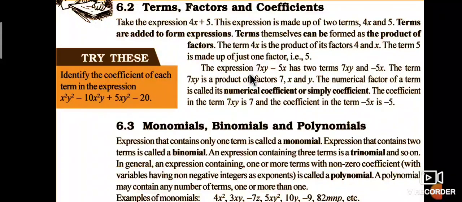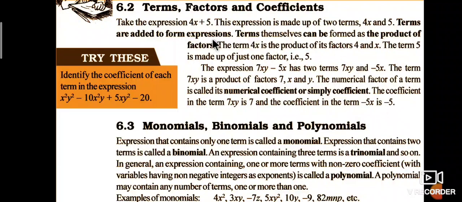The expression 7xy minus 5x has two terms. The first term is 7xy and the second term is minus 5x. The term 7xy is a product of factors 7, x and y. The numerical factor of a term is called its numerical coefficient, or simply coefficient. Therefore, the coefficient in the term 7xy is 7 and the coefficient in the term minus 5x is minus 5.